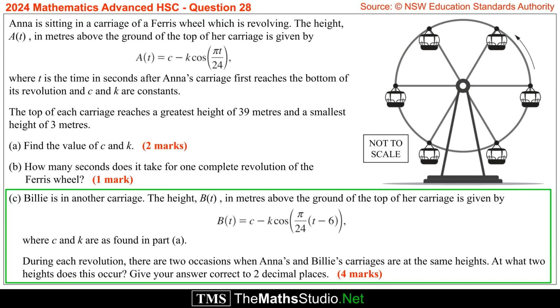Part C. Billy is in another carriage. The height, B of t, in meters above the ground of the top of her carriage is given by B of t equals c minus k times cos pi over 24 times t minus 6, where c and k are as found in part A. During each revolution, there are 2 occasions when Anna's and Billy's carriages are at the same heights. At what 2 heights does this occur? Give your answer correct to 2 decimal places.